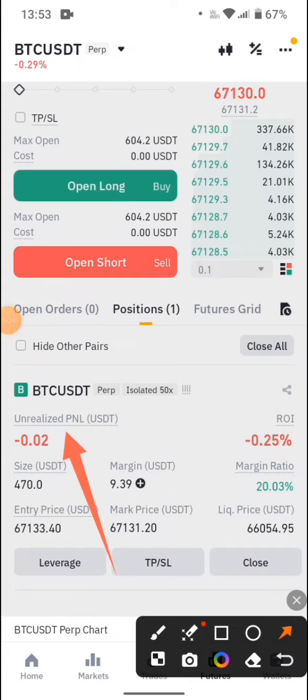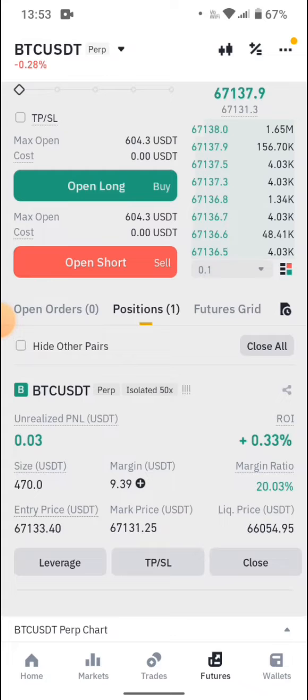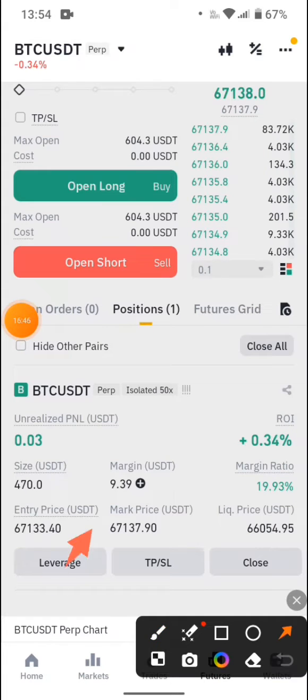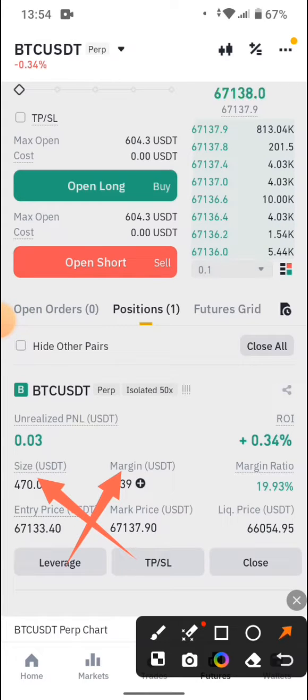Which means you are down minus 0.002. Out of your $9, you are losing 0.002. When it shows green, that's unrealized profit, the current profit or current loss which you are currently making. Now this is your margin. You are going to see the amount of money which you put into the trade, and this is the amount of volume which you are trading.